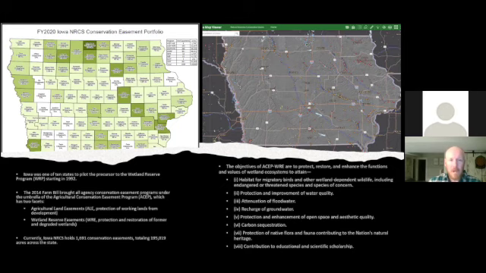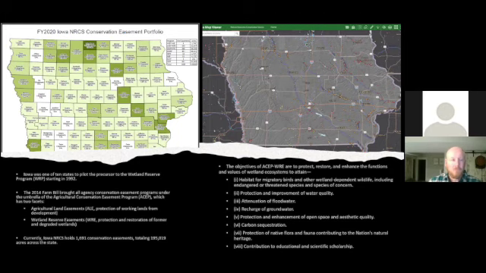If you look at the map in the upper left-hand corner of your screen, this shows the distribution of easements that we have across the state. Lower workload counties are in the lighter colors, heavier workload counties are in the darker colors. In total, as of the end of fiscal year 21, we have just under 1,700 conservation easements totaling just over 195,000 acres across the state of Iowa. 87 of the 99 counties in the state have conservation easements that are administered by the Natural Resources Conservation Service.